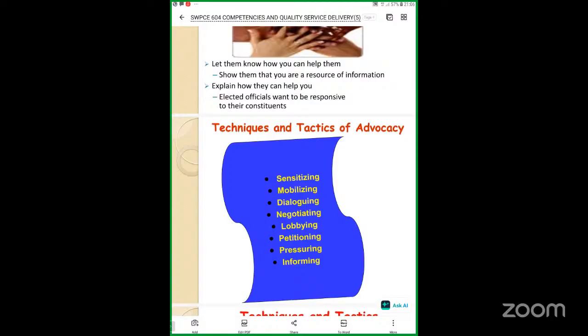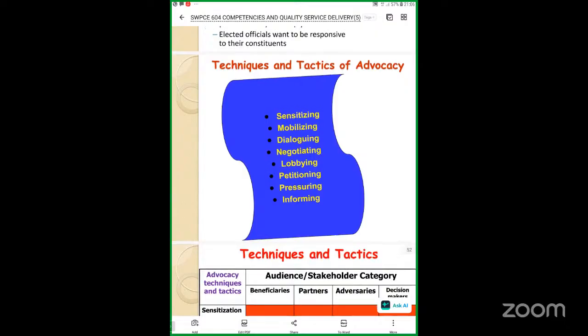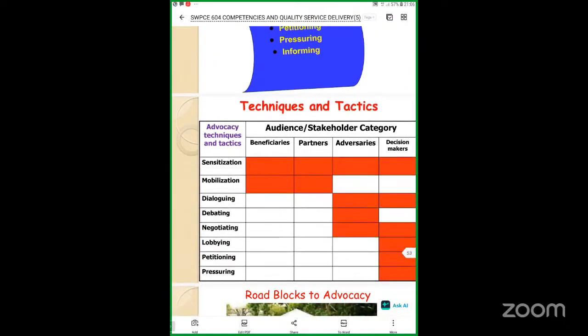Then pressuring, you try to mount pressure on them. You continue to do that thing all the time, and you try to let them understand the cause, and to let them believe in that cause. It is as a result of your repeated actions or your repeated effort on that particular problem. Then you also inform. Techniques and tactics, you can put them together. Look at your material, you see them there.